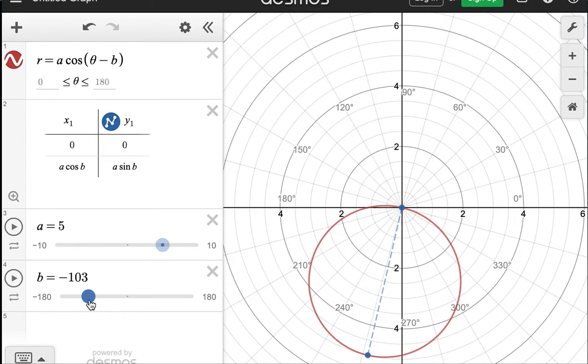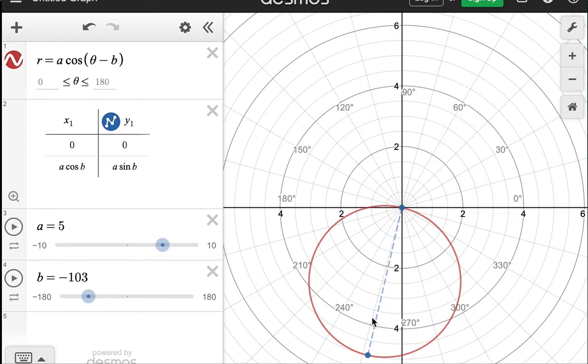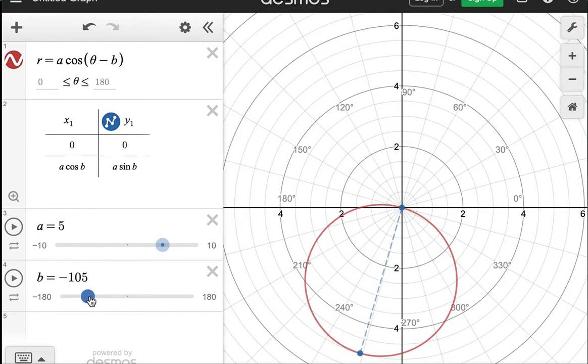Oh, I can't seem to get it on 105. Well, close enough for right now. So we're going to have a circle that's down in this area right here. Let's take one more crack at it. There we go. Well, my touch is off. Oh, now we're good. So there's our circle.